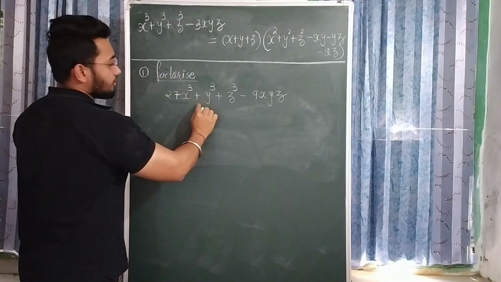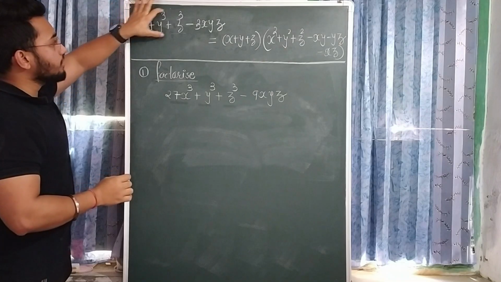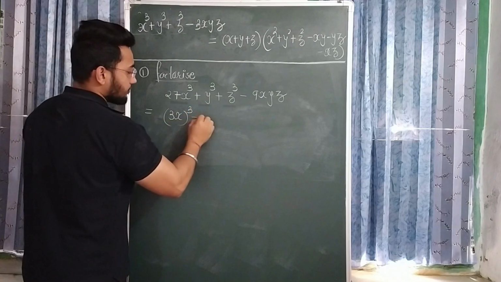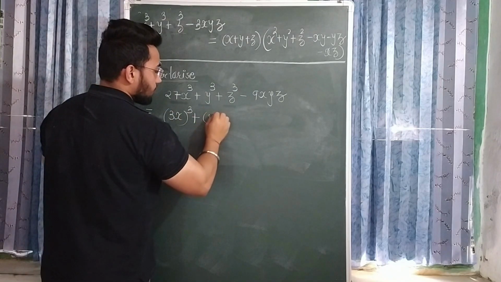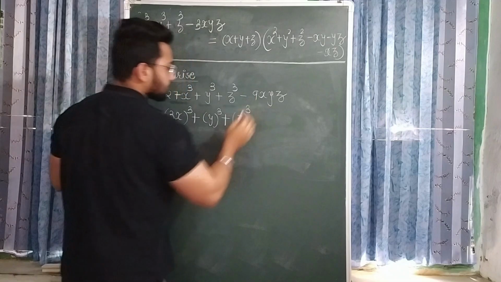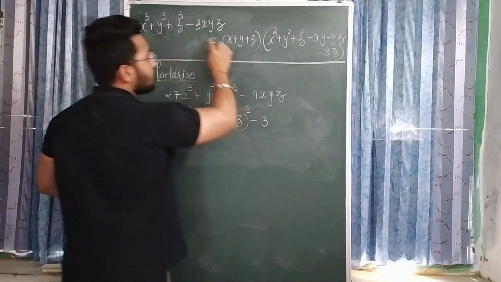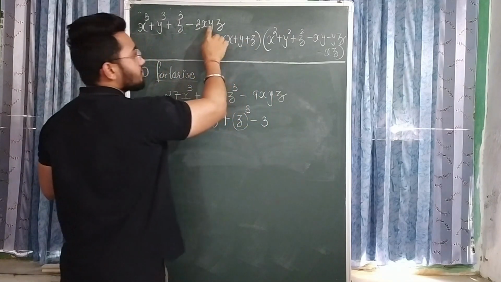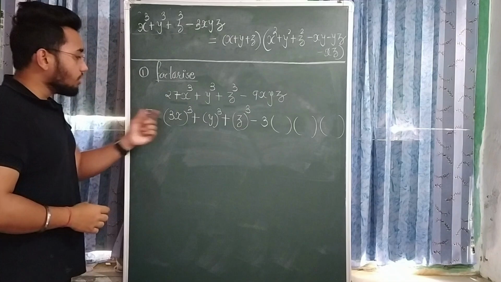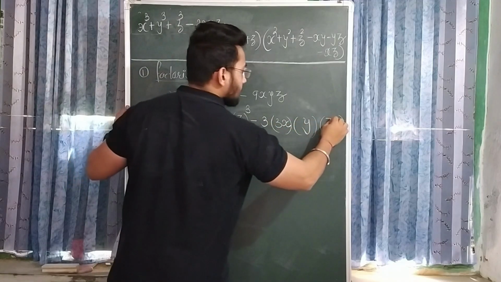First of all, these three terms are actually the same as this. This is x cube, y cube and z cube. So we can say this is the cube of 3x, this is a cube of y, and this number is a cube of z. Now these two are the same: minus 3 into x into y into z. Means we have to place here the value of x, y and z. The value of x is 3x, value of y is y and value of z is z.